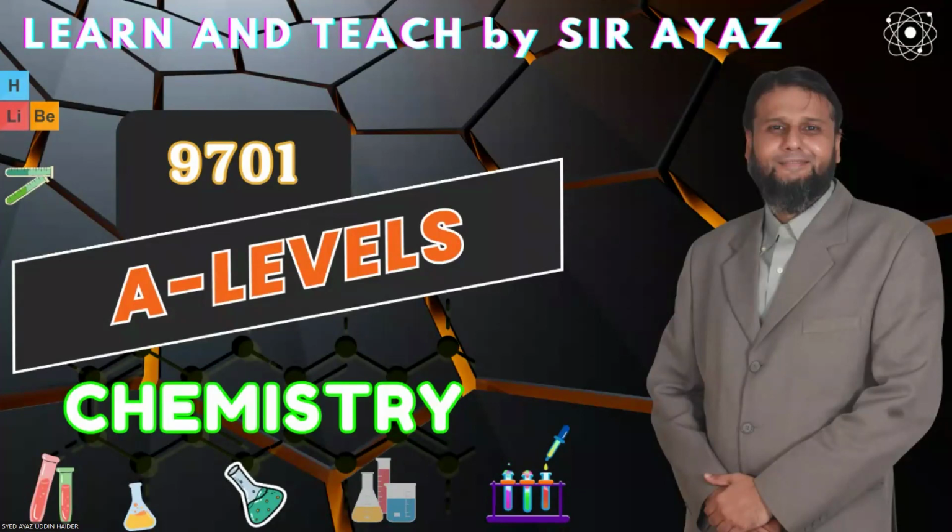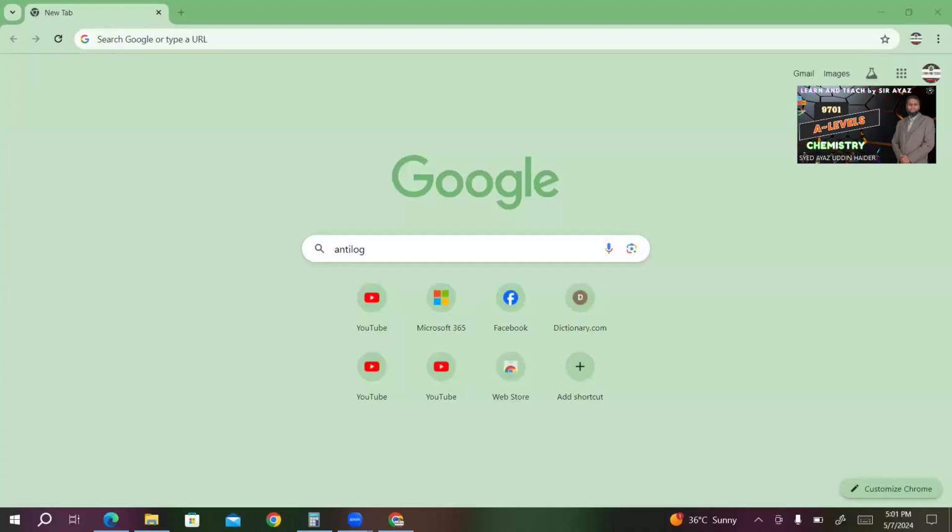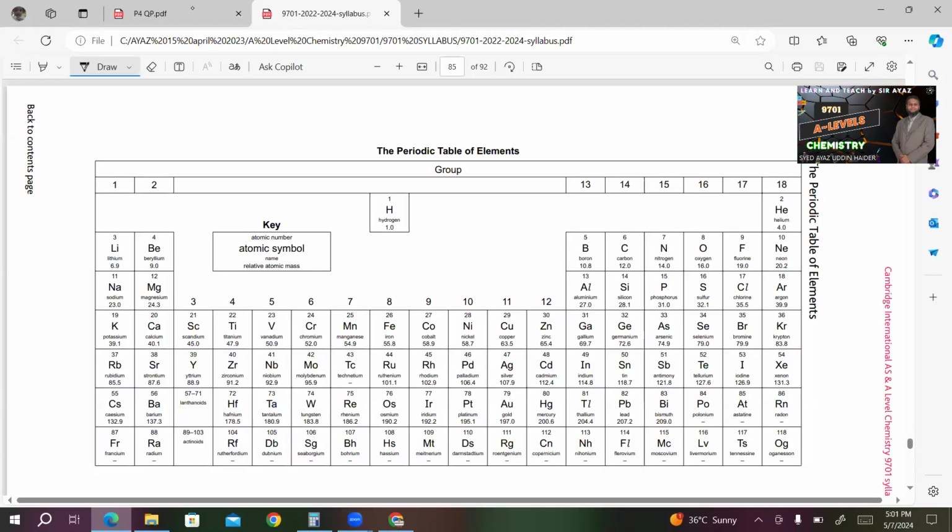I was doing past paper 9701, that is A levels chemistry, and I'm done with question number 1. So I will continue from question number 2. Here's question number 2.